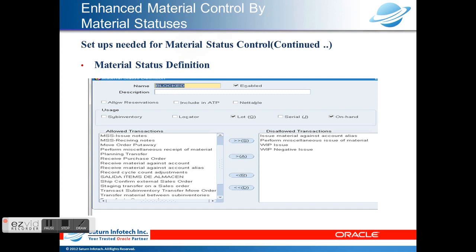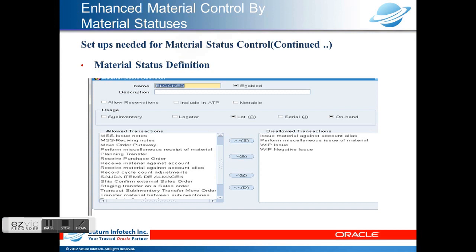Here is the form where we can define material statuses, and also mention whether it can be allowed while reserving the material, or can be included in the calculation of available to promise, and also the calculation of the net table in the MRP module. Then there is the usage. These are the various levels at which we can control the material status. We can enable those here so that we can give status to material at these different levels.